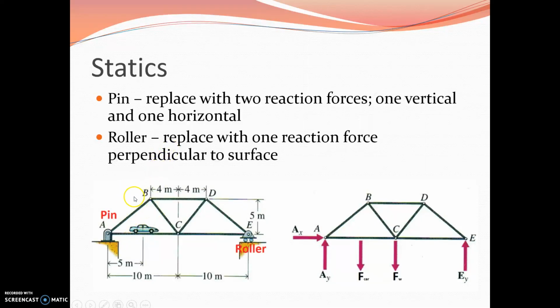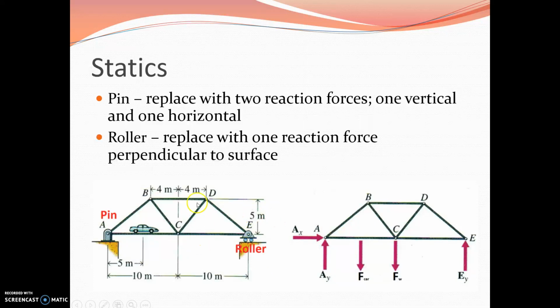Here is an example of a bridge. On a bridge, you always have one side that's a pin, so it is fixed. It cannot go back and forth. So it's both holding the bridge up and it's holding it from going back and forth. Now you have the vehicle that is pointing down, force of the car is downwards, the weight of the bridge is downwards, and then you have a roller which only holds the bridge up. It cannot hold the bridge from going back and forth in the x direction.